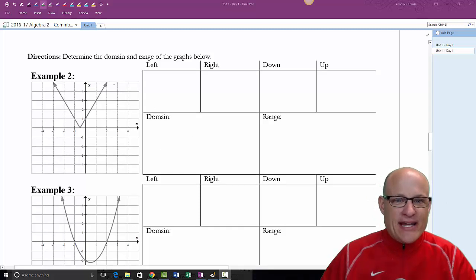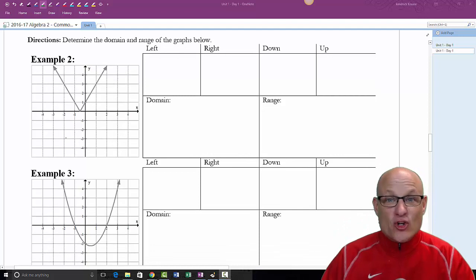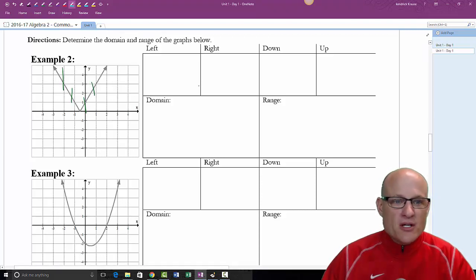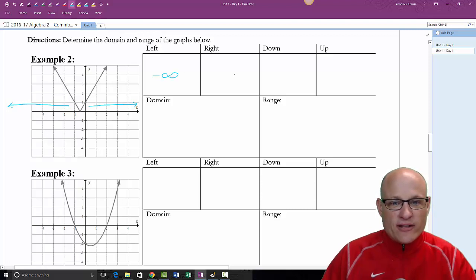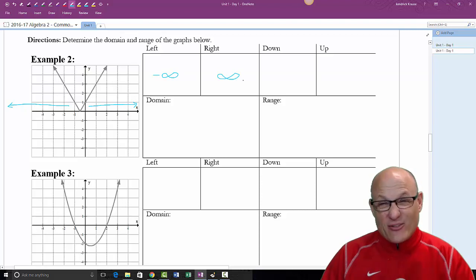So this, by the way, is this a function? Yes, it passes the vertical line test. Remember, I can draw a vertical line in anywhere, and it will pass. I hate the color green. Let's go back to cool blue. So when we're talking about domain and range, we're talking about what is the leftmost number, what is the rightmost number. Well, the leftmost number, if you think about it, it's going forever and ever and ever in that direction, and forever and ever in that direction. So the leftmost number is negative infinity, and the rightmost number is positive infinity.